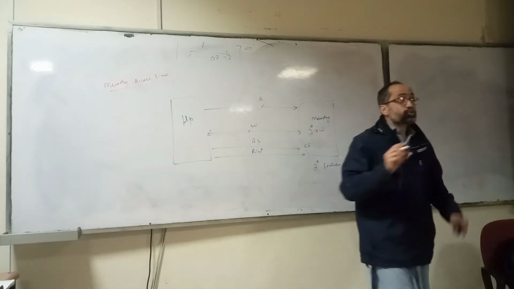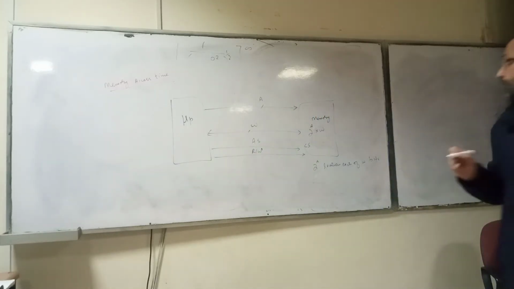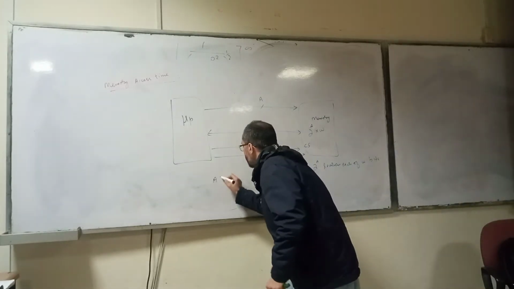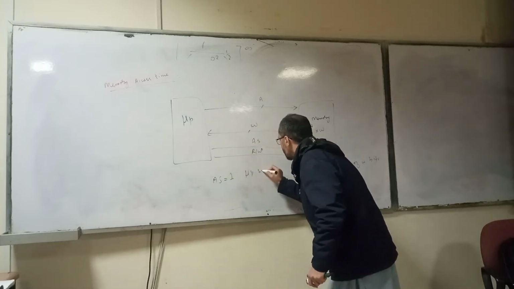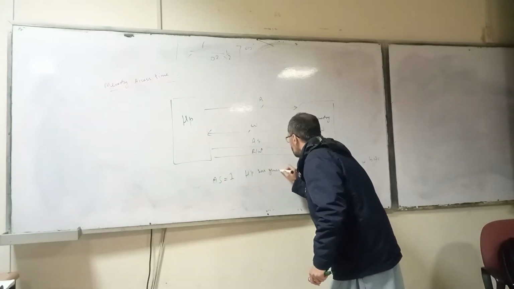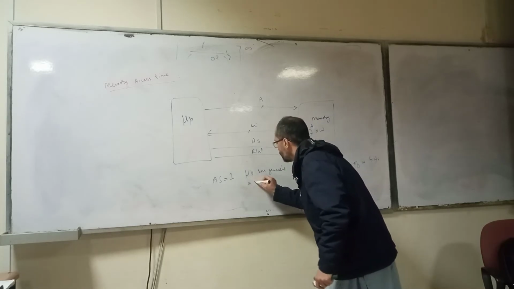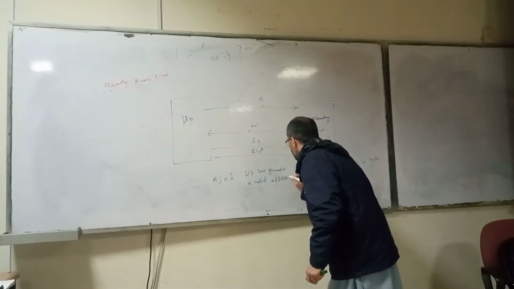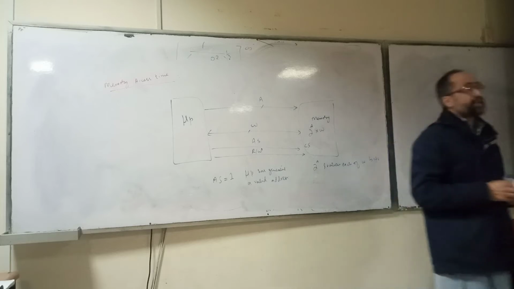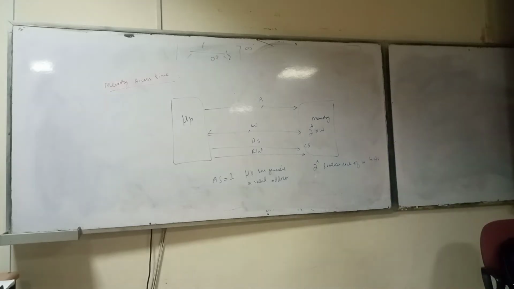So what does address probe mean? If address probe is 1, it means that the microprocessor has generated a valid address. It's not always necessary that the microprocessor needs data from the memory. Sometimes it needs data and sometimes it does not need the data.